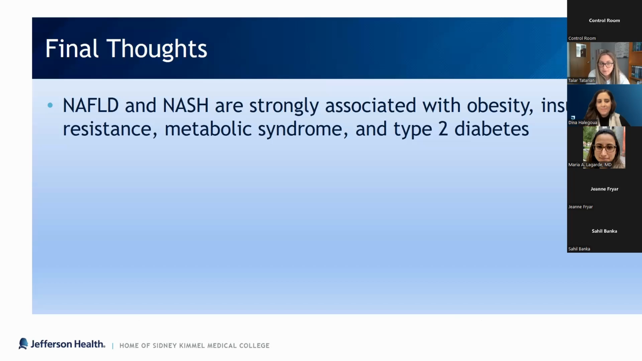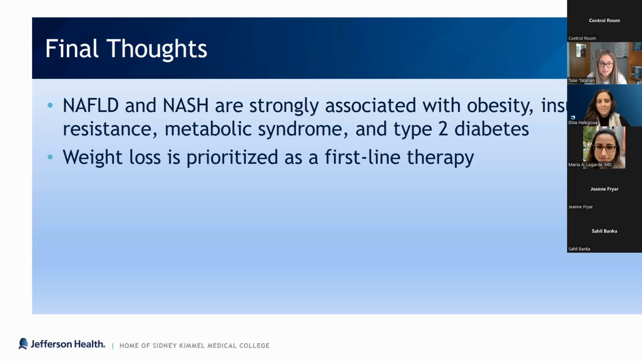So a couple final thoughts. Fatty liver disease and NASH, like I mentioned, is strongly associated with obesity, insulin resistance, metabolic syndrome, and type 2 diabetes.